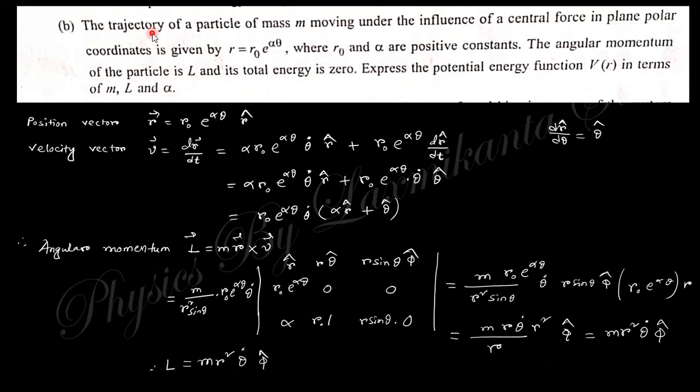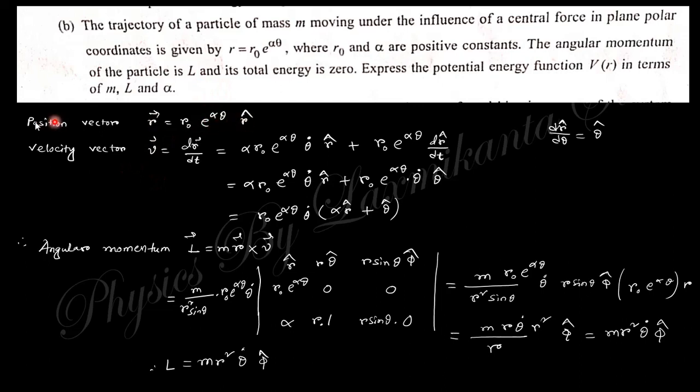Next one, the trajectory of a particle of mass m moving under the influence of a central force in a plane polar coordinate system, this one. So in the plane polar coordinate system, the r equals what is given here. You need to find out the angular momentum L is L and total energy is 0. Express the potential energy in terms of m, l, alpha. So you need to find out the potential energy in terms of this.